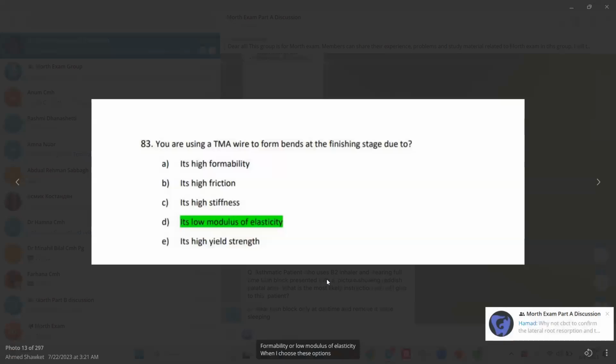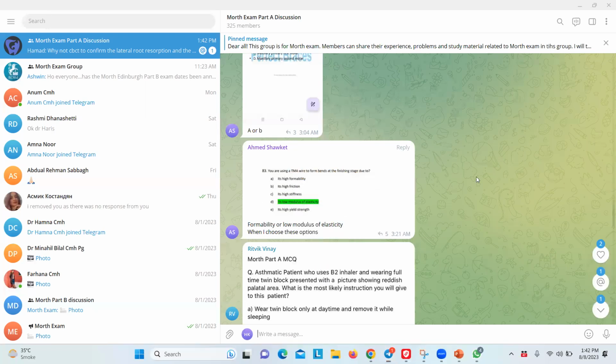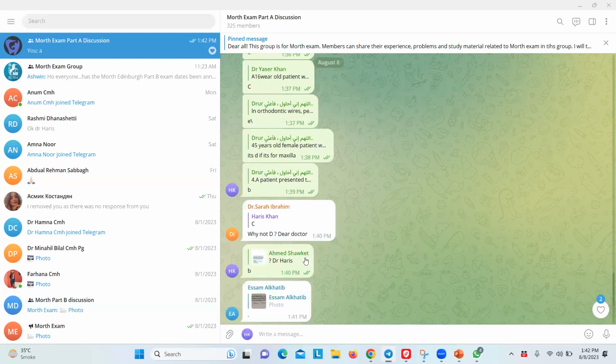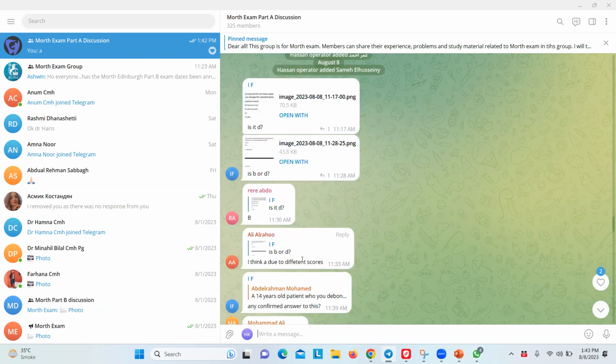You are using a TMA to form bands, so it's formability. A. I think there's still some X.